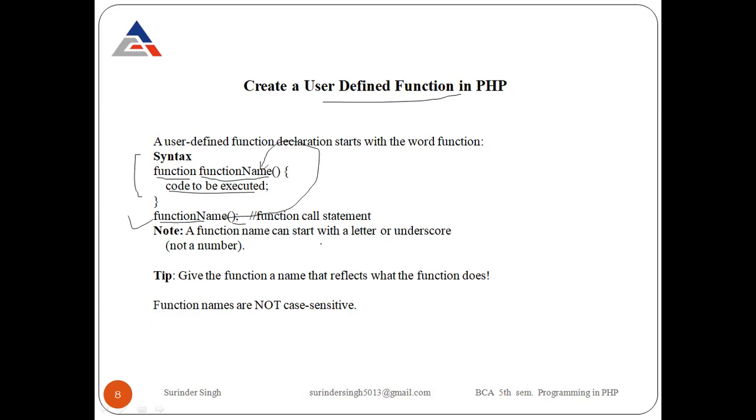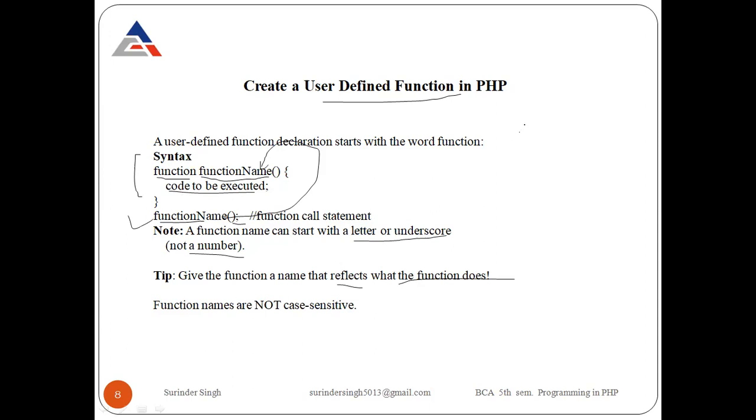Okay, a function name can start with a letter or underscore, not a number. You cannot start a function name with a number. Give a function name that reflects what the function does. What it means is you have to give a name to the function according to its task, so that you can identify from the function name what the function is doing. Clear? What a function will do, you can identify easily from the name of that function.